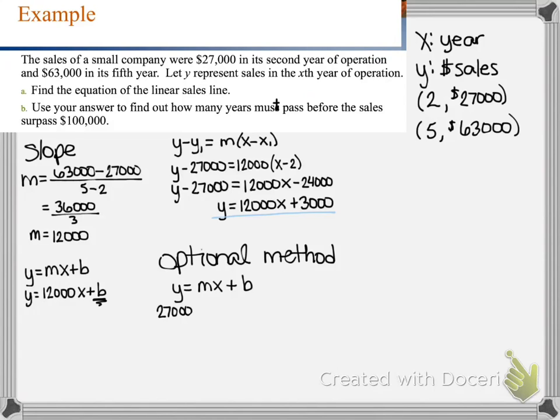27,000, put that where y is, equals m, I found my slope was 12,000. X, I'm going to use the x that corresponds to the 27,000. So I'm putting in a 2 for x. B, I still don't know. So B is B. Now I can take this equation and I can find out what B is.